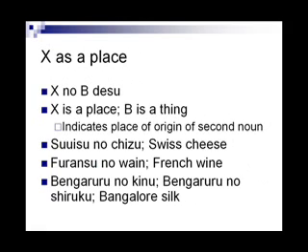Let us consider the case of X being a place in the structure X no B desu. In the following examples, X is a place and B is a thing. In all the examples, the first noun indicates the place of origin of the second noun. Swiss no chizu, Swiss cheese. Chizu is cheese. The chi is pronounced with a long vowel sound. France no wine, French wine. Wine is wine. Bengaluru no kinu or Bengaluru no silk, Bangalore silk. Kinu is silk. Silk is the transliteration of silk.